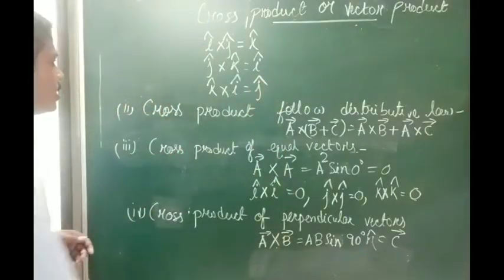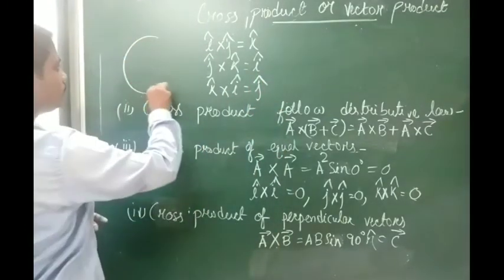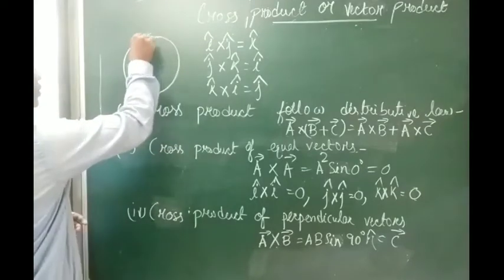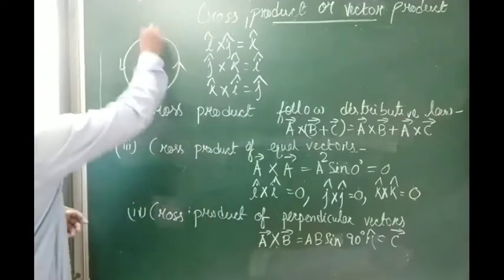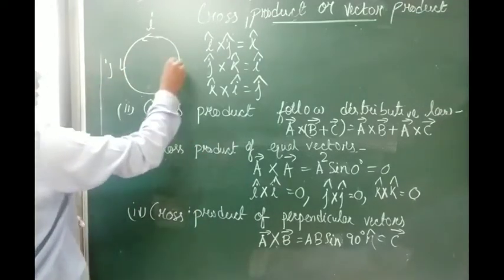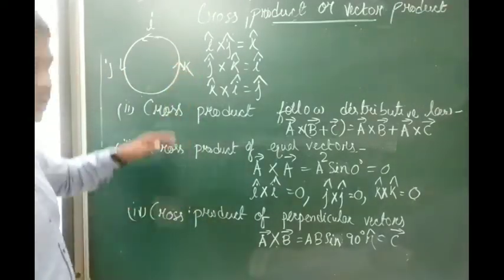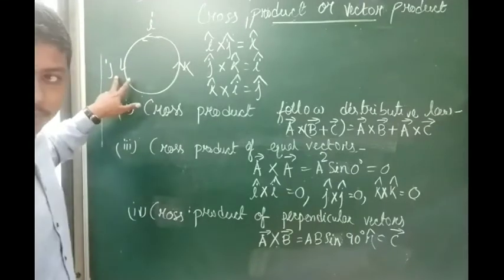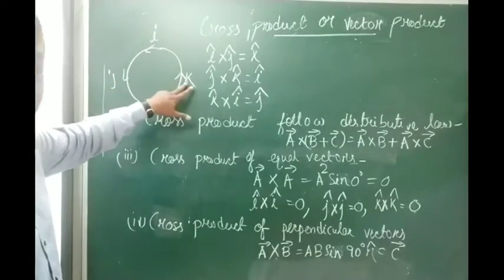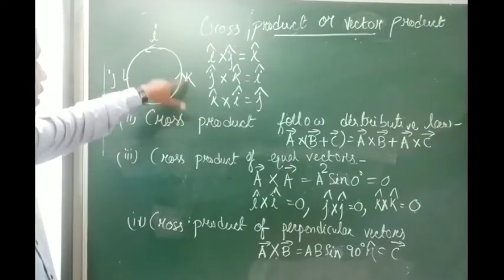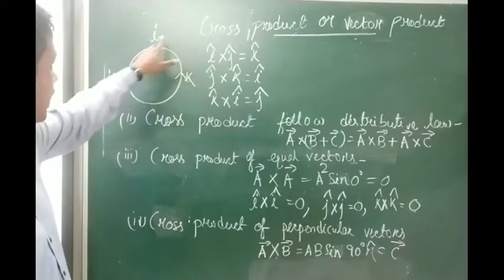There is a way to remember this one, you see. Just make a circle, put the arrows in an anti-clockwise direction. Suppose here it is I, here it is J, here it is K. So I cross J. If I do I cross J, you will get K. J cross K, you will get I. K cross I, you will get J.